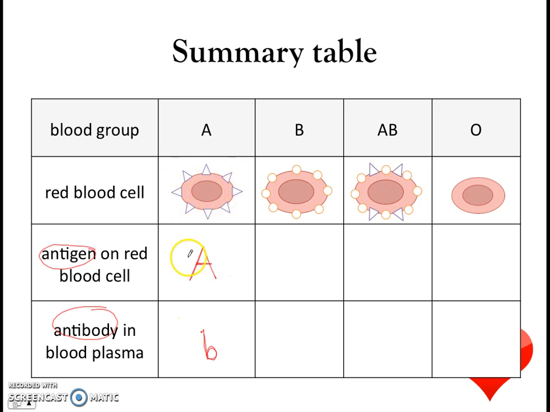Right? If my red blood cell has antigen A, the plasma has no antibody A. Otherwise, this antibody A will attack my own red blood cell. It's the same with blood group B, right?